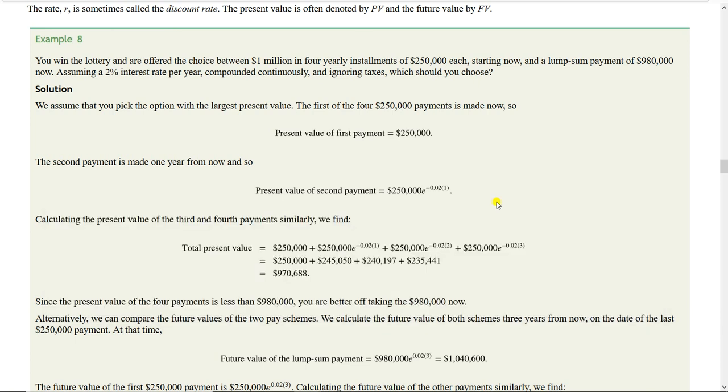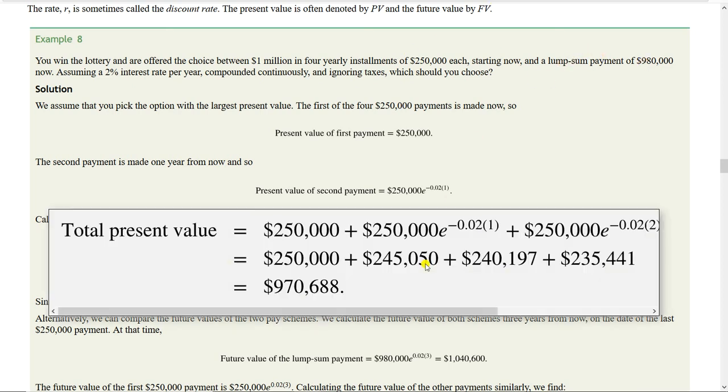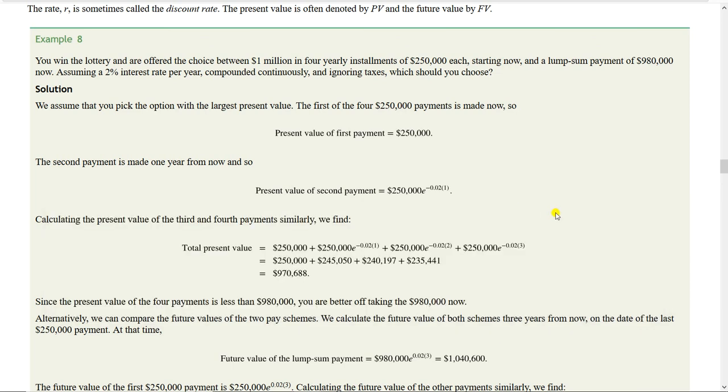So the first method is I'm comparing the present value. So I found that the lump sum payment is higher, so I go with that. Now if you choose not to compare the present value, you can also compare the future value of these two payments. Okay, so let's try to find the future value now.